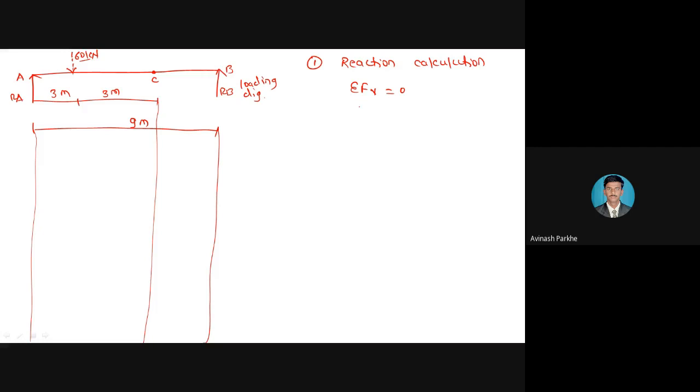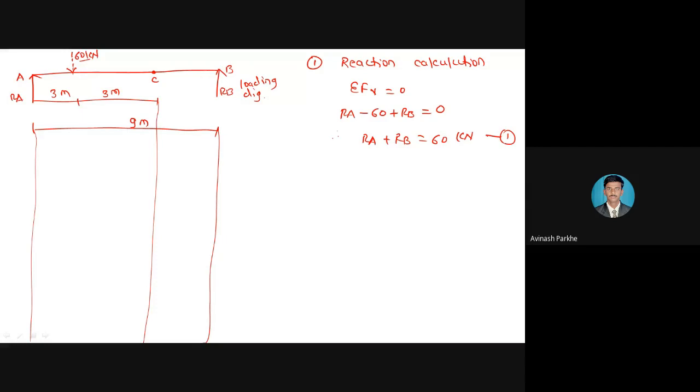So summation of vertical forces means I will take RA first, positive RA because it is moving in upward direction, minus the 60 kilonewton moving in the downward direction, therefore minus 60. Then I have taken the effect of RB, plus RB because it is moving in the upward direction, which is equal to 0. That means RA minus 60 plus RB is equal to 0, means RA plus RB is equal to 60 kilonewton. This is equation number 1.